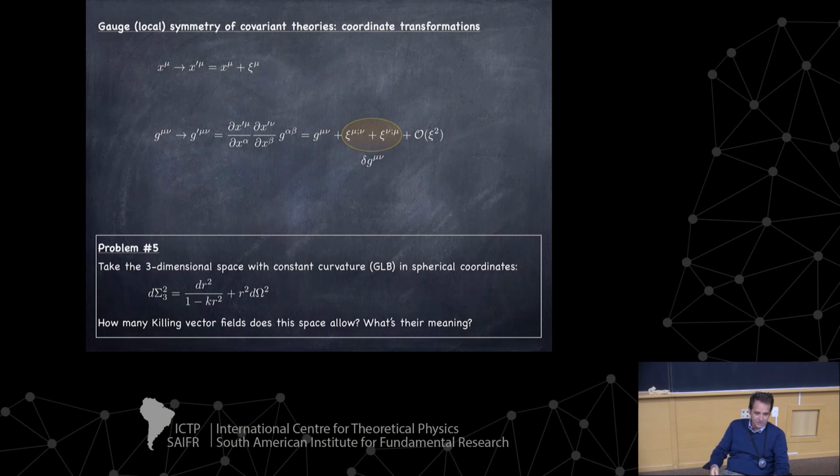Okay? So how many Killing vectors do you have here? Of course, by what I just told you, it has at least 3 translations plus 3 rotations, for the 3 Euler angles of the rotations. And this is basically the amount of symmetries that you have in this space.